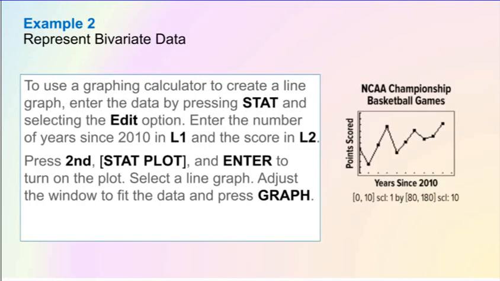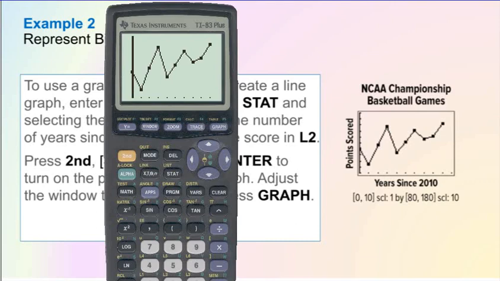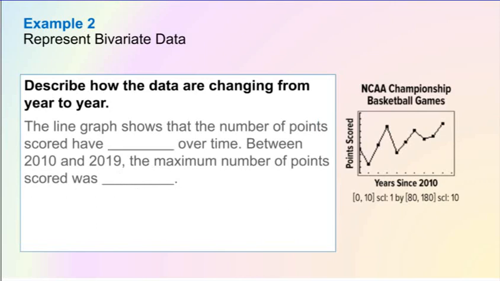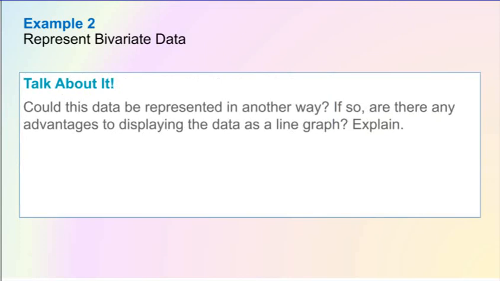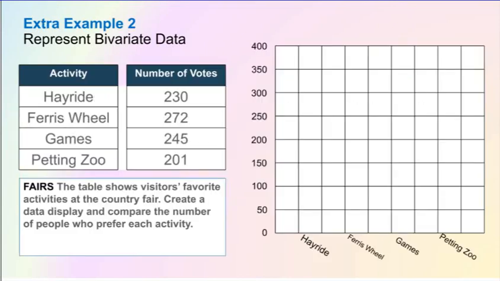So if I go back to this slide, here you can see our graphs are very similar. Now we can answer some questions based on that. Describe how the data are changing from year to year. It says the line graph shows that the number of points scored have blank over time. Since it's not the same thing, we could say that it has varied over time. Between 2010 and 2019, the maximum number of points scored was 162. That's our highest point. Next, we'll just skip this question here.